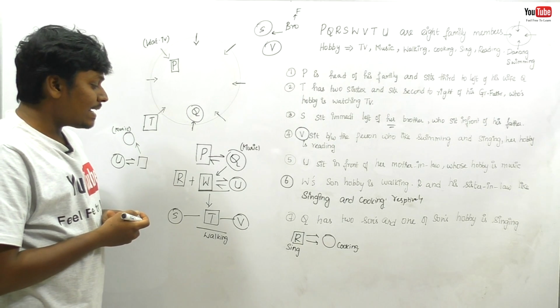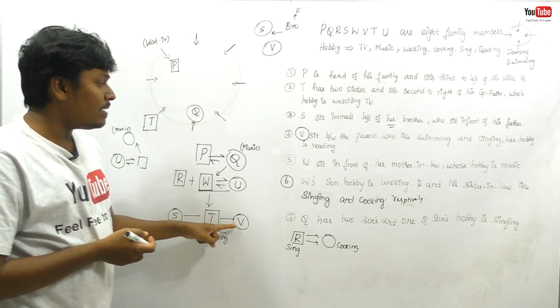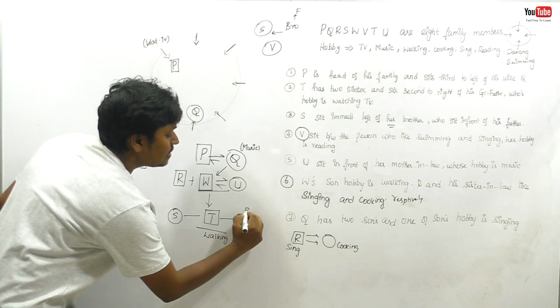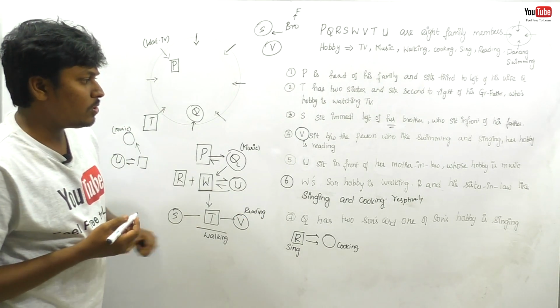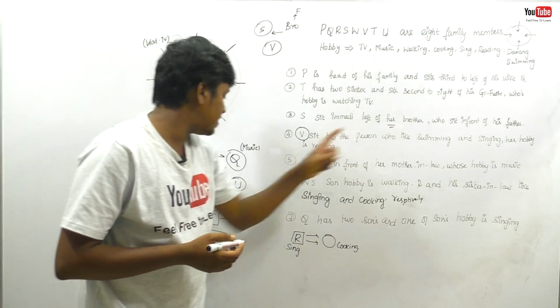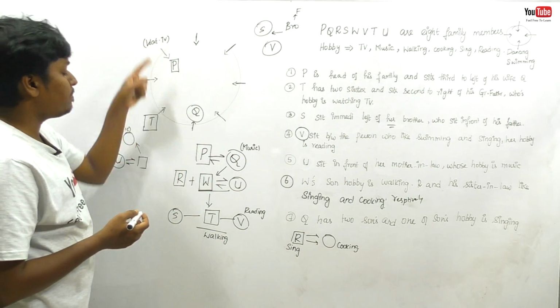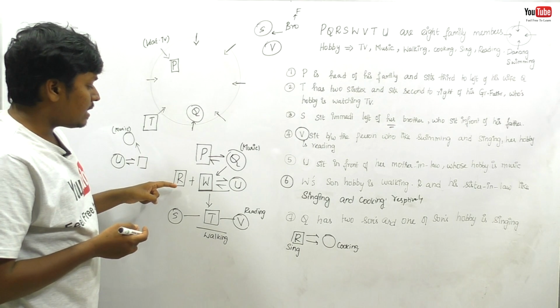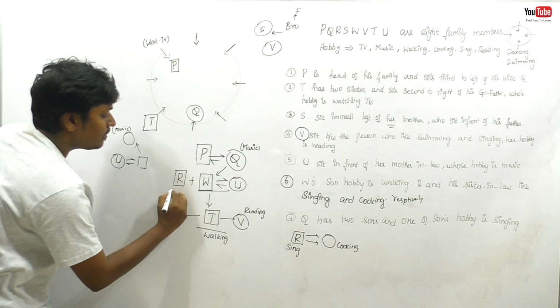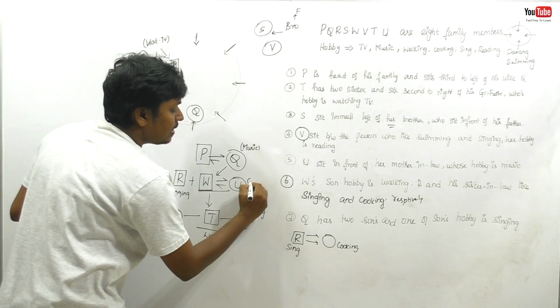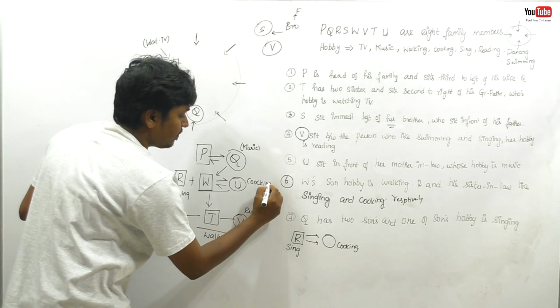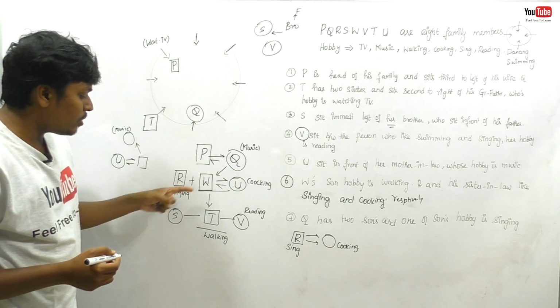So next our target is to find their professions and hobbies, where V is reading. So V is reading. What about U, friends? Are they talking about U? U is the mother-in-law, so the mother-in-law likes music. We have done music here, and we know that P is watching TV, and we know that R is singing. So R is singing, and U is the sister-in-law, that is she is cooking, and V is reading. What about W and S?